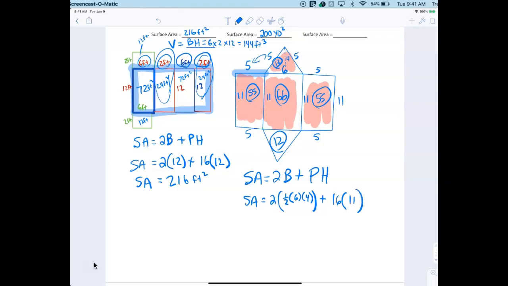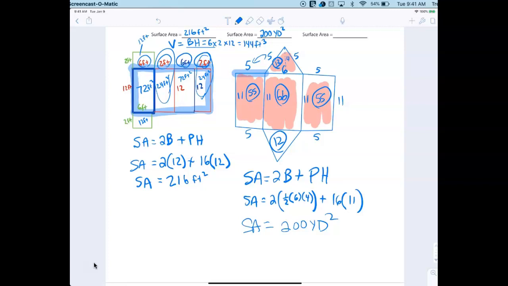11. Now everybody type in on your calculator: 2 times 1/2 times 6 times 4 plus 16 times 11. Is that correct? Yes. 200 yards squared. Why is the perimeter 16?